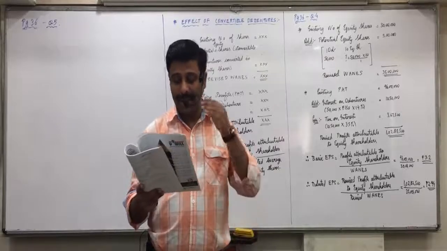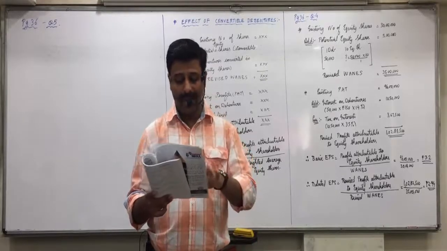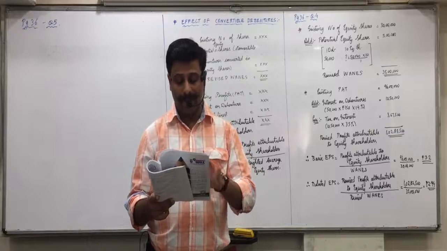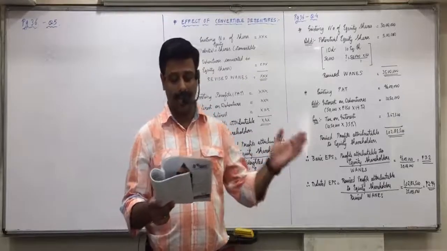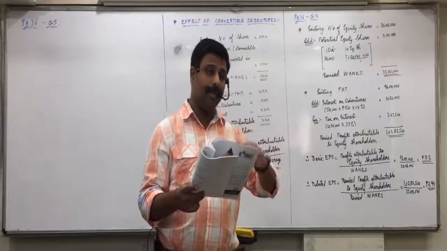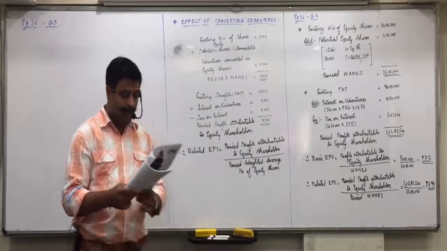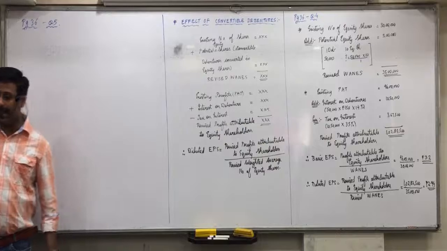1 lakh 12% debentures of 100 each. So what is the number of debentures? 1 lakh. Each convertible into 10 equity shares. So 1 debenture 10 shares, 1 lakh debentures 10 lakh shares. Calculate basic EPS and diluted EPS.